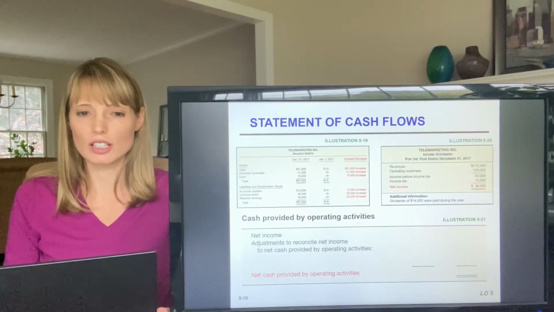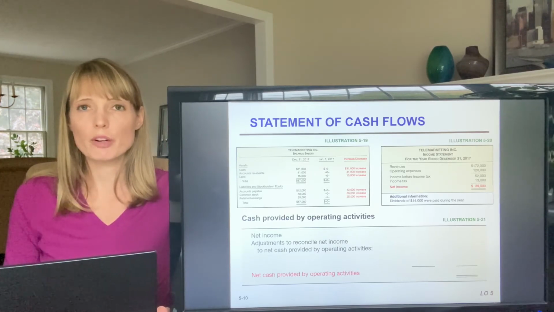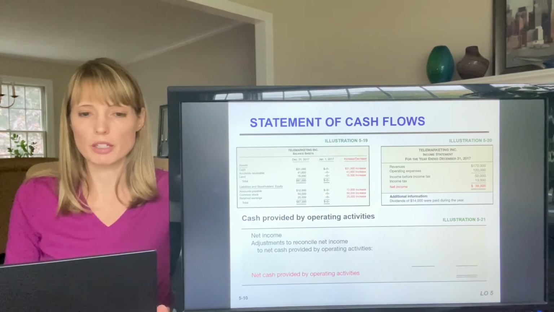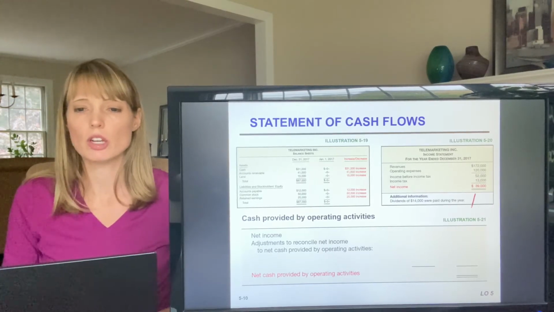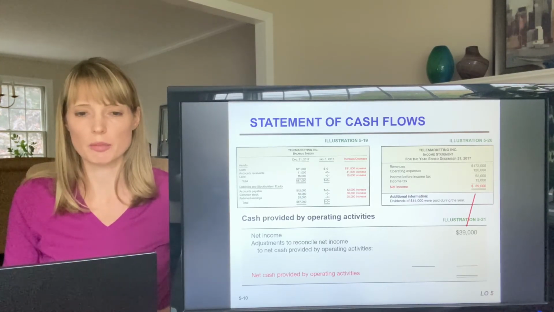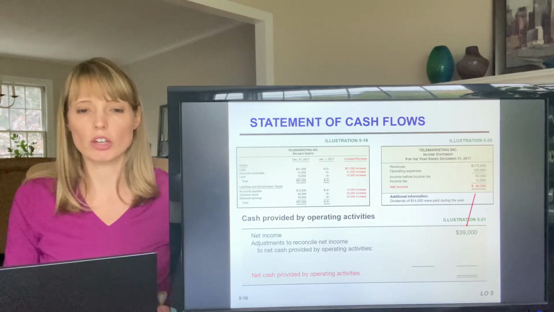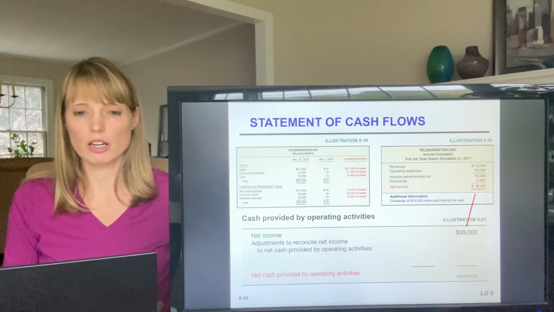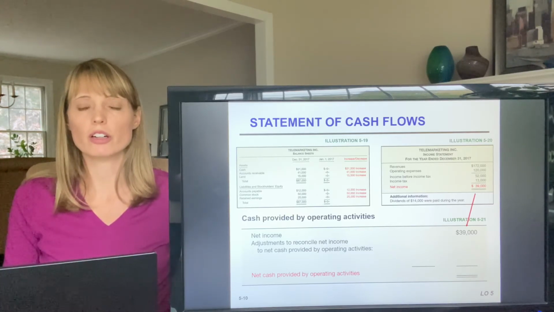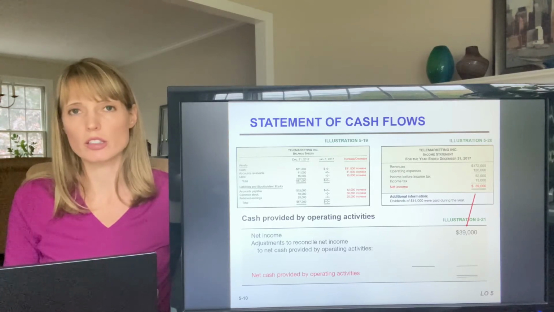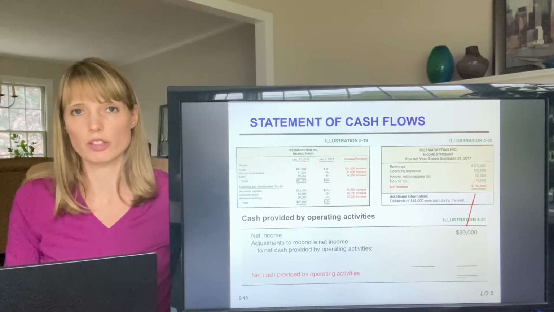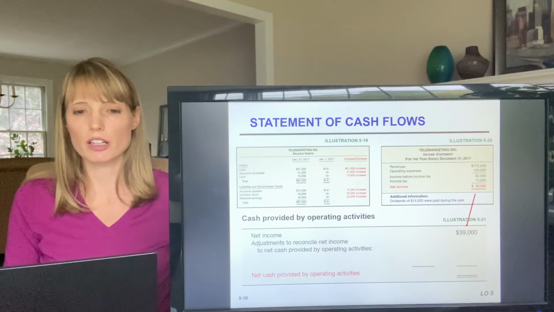So let's start here. We have our balance sheet, we have the income statement. We're trying to put together the net cash provided by operating activities. Start with net income from the income statement. And then we need to make adjustments to reconcile net income to net cash provided by operating activities. So what of our current assets and current liabilities, those are the items that relate to the operating section of the statement of cash flows. How do those items change?